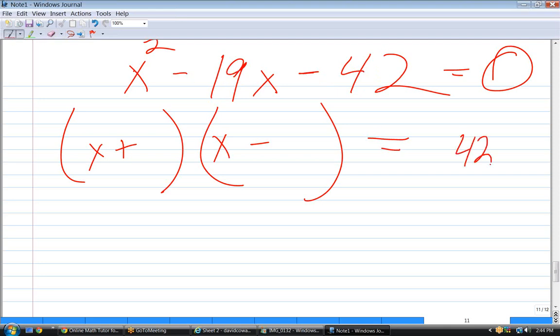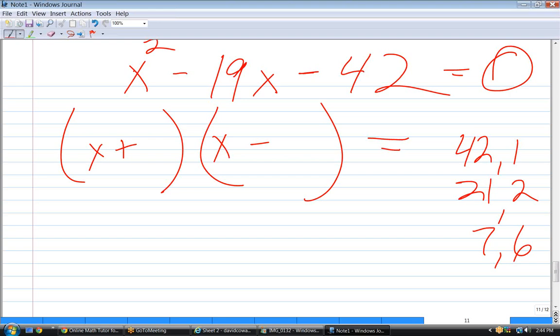Well, what were all my factors of 42? Which ones subtract to the number 19? 21 minus 2. Okay, that's step 3. Step 4. Assign the bigger factor to the sign of the middle term. So where's the 21 go? Where's the 2 go? Assign the bigger factor. The 21 would go in the plus, and then the 2 would go.